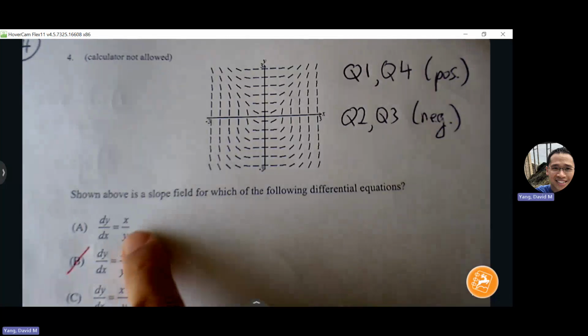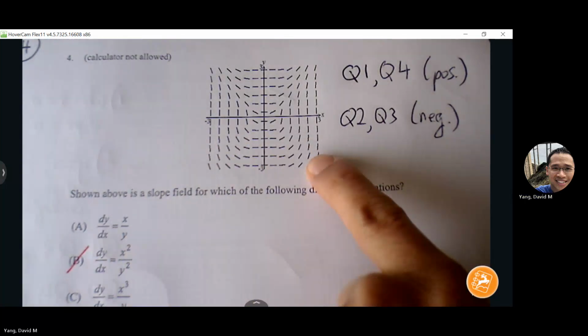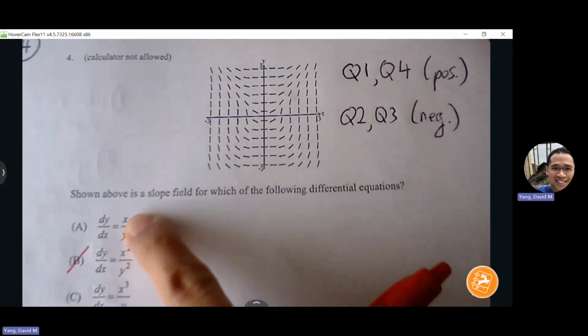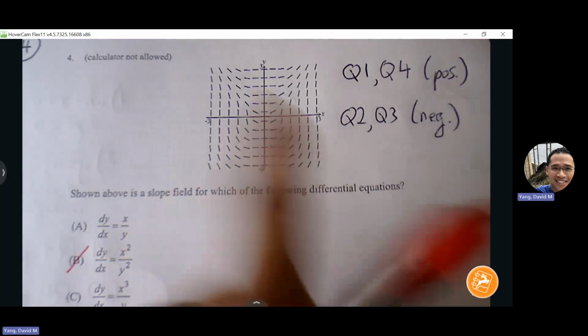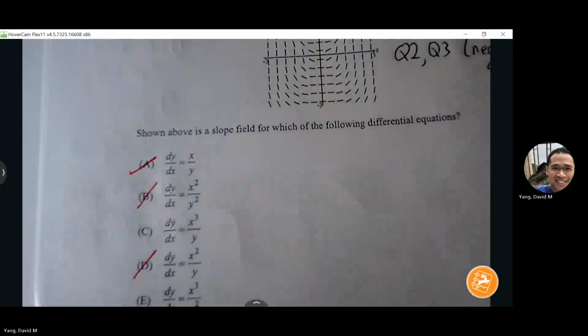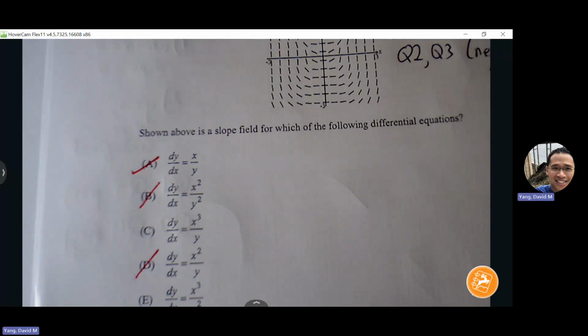What else is out? A, yeah, because quadrant 4 should be positive, but if I insert any ordered pair into quadrant 4, I'm getting a negative, and that's not consistent with this, so this one's out. Yeah, D is also out. Okay, we're down to C and E.